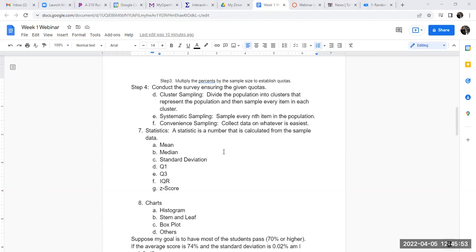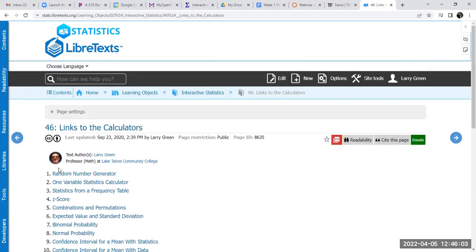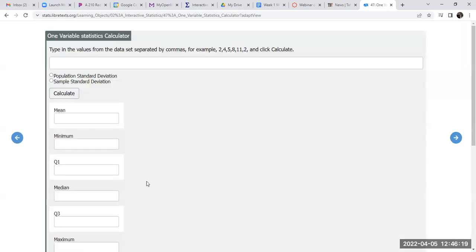Okay. So what I want to do is go to the calculator again. And as I mentioned in the webinar, I try to put these in order of how we're using them. Notice I've already used the random number generator. That was first. Now we're going to go to the one variable statistics calculator. It says, type in the values from the data set separated by commas, for example 2, 4, 5, 8, 11, 2, and then click calculate. I tried to make it easy.